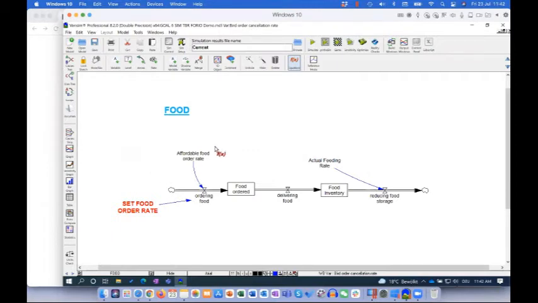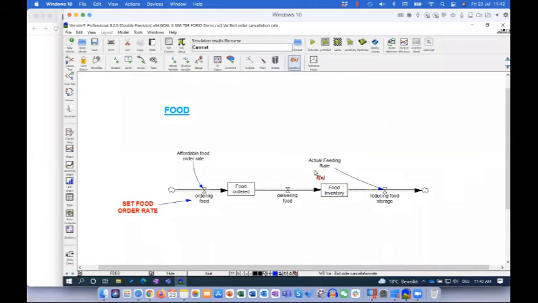But in the food supply chain, we are receiving food from somewhere. So we are setting the food order rate. And this is limited by how much money we have in the bank. So we can only order as much as we have cash in the bank. So we order food that is in transit, and then it's being delivered to our farm. And this is our food inventory. So delivering food increases the inventory, and feeding decreases the inventory. So feeding is the outflow of this inventory. And we can only reduce it by how many birds we have and how much they eat per day, right?